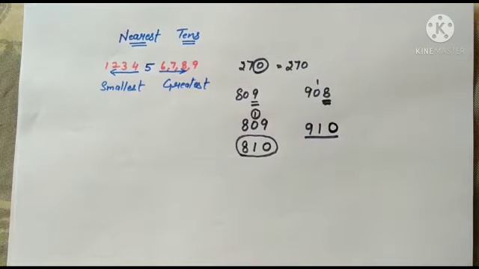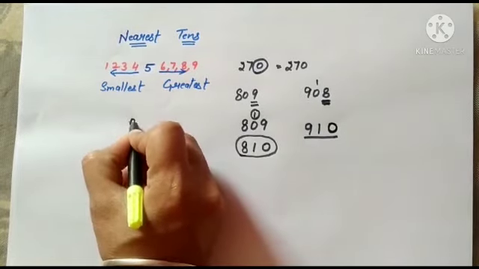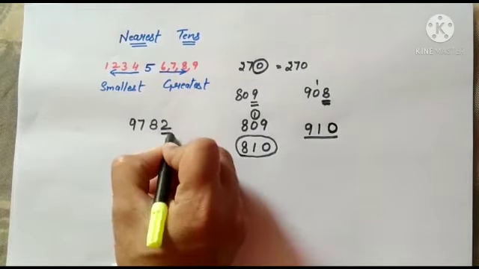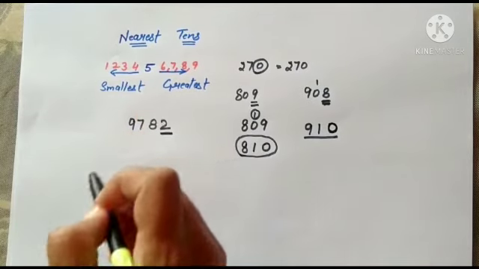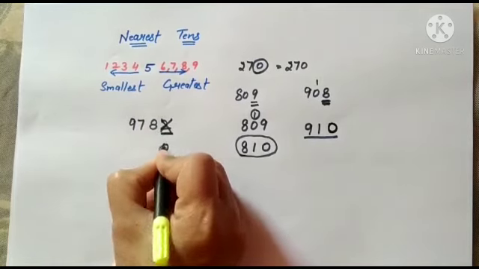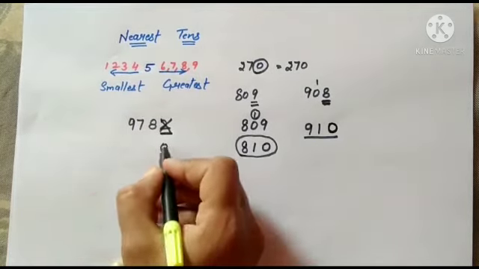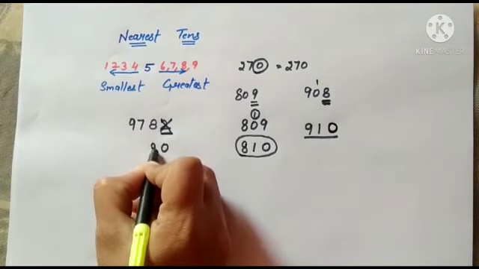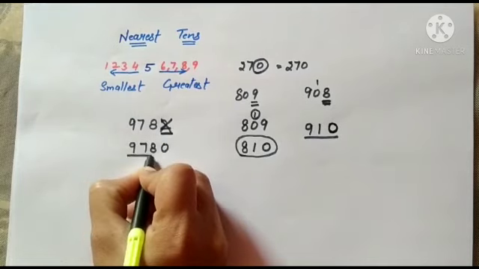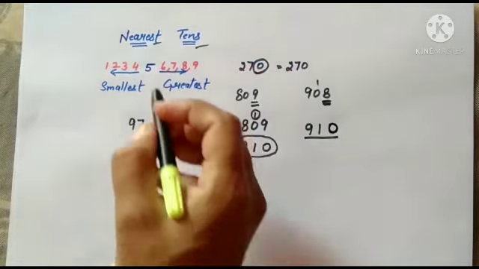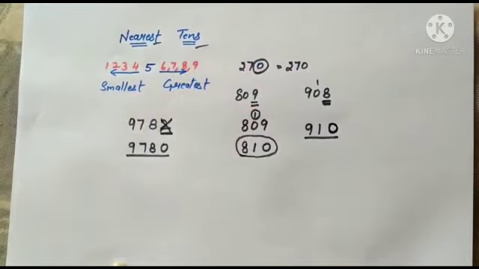Is it clear? Next example is 9782. Here see, the last digit is smaller than 5. So we will not write 2, we will put 0 here. There will be no addition of 1. We will simply write 9, 7 and 8. Like this you have to do to the nearest tens. Like this you have to do the first question.